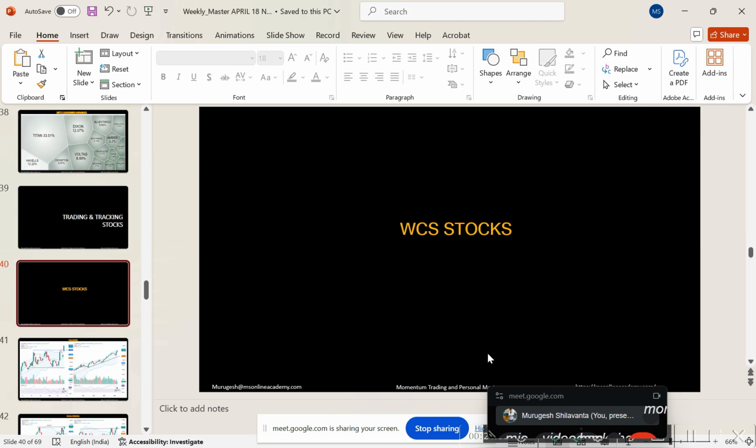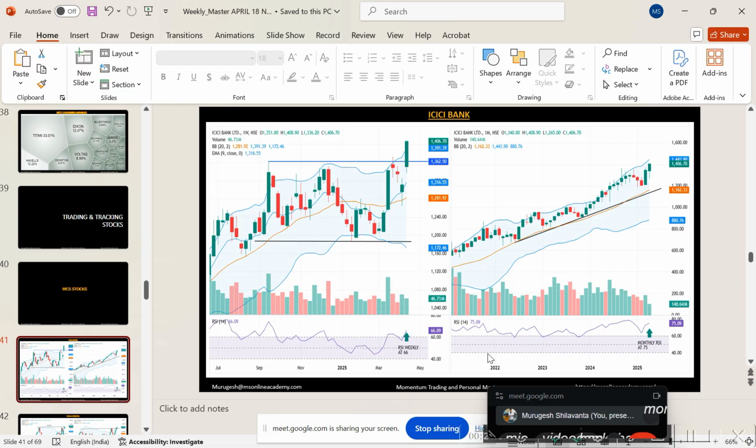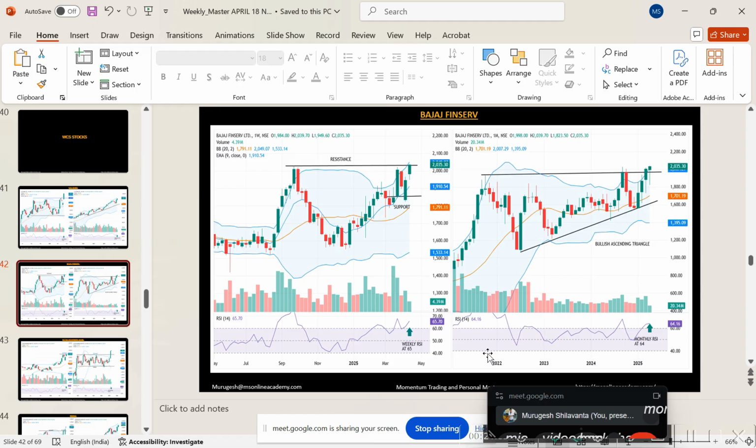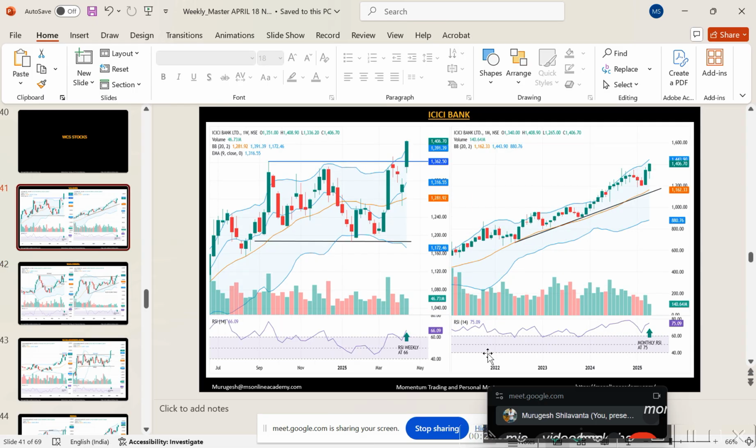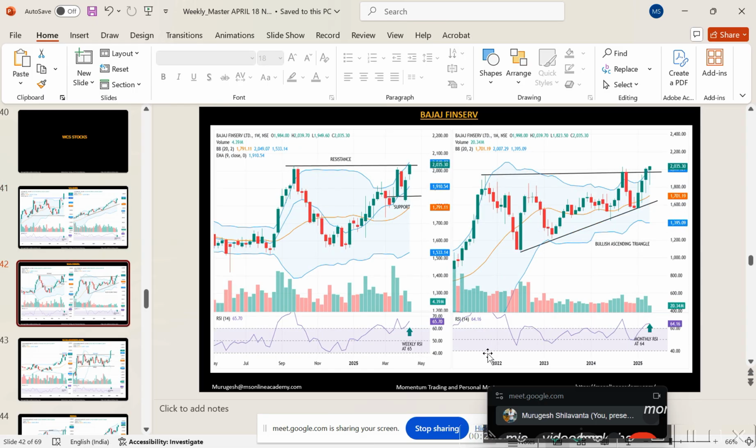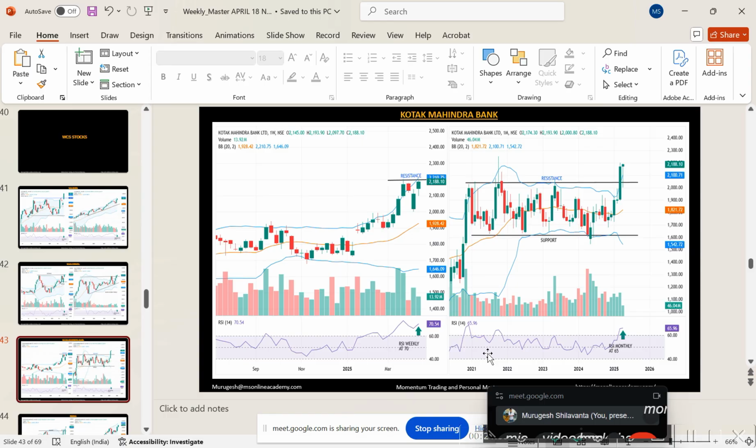Okay, we have a few stocks to trade. Anyhow, I'll share this PPT with you also. Major stocks which we are tracking are from the financial sector only, banking and finance, Bajaj Finance and other financial stocks. Okay, it's at resistance. ICICI, clear breakout, all time high. Kotak, it's a consolidation breakout. Monthly, look at that. It's a clear breakout.